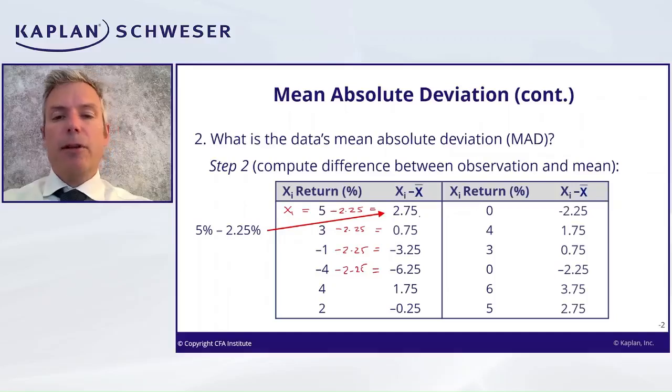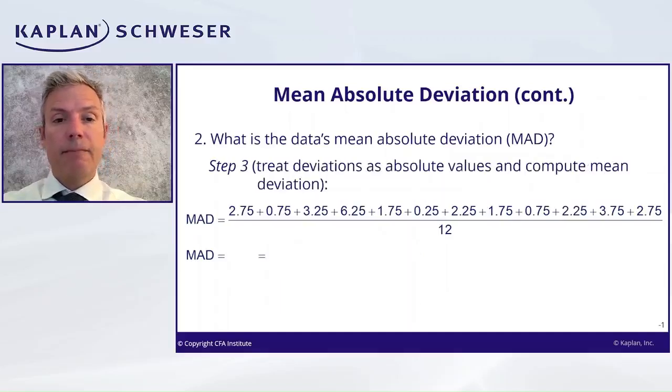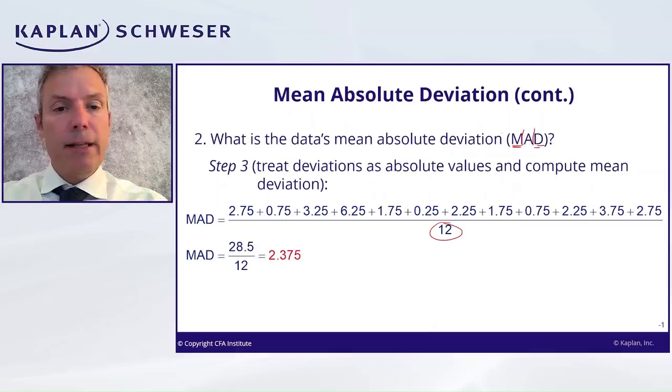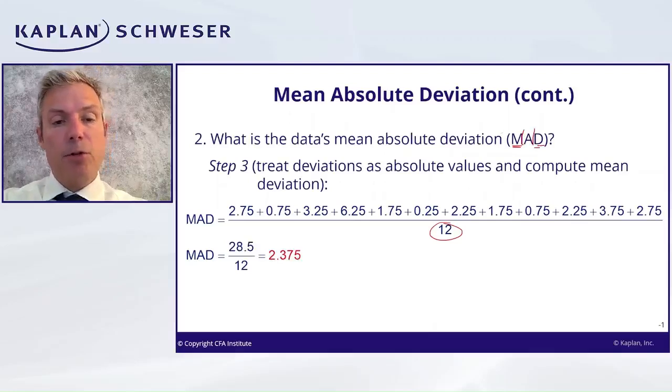All right, so what you're going to do is think about size instead of sign. So just drop the signs. That's step 3 here. Drop the signs and just add them all up and divide by 12, and that will get you to your average absolute deviation. So the MAD here turns out to be 28.5 over 12, which is 2.375. So that's a dispersion measure, okay?